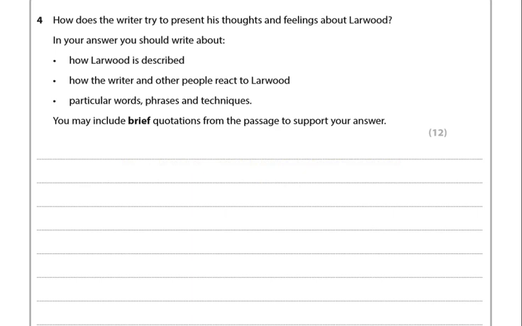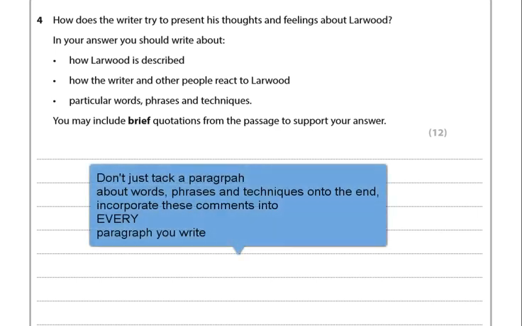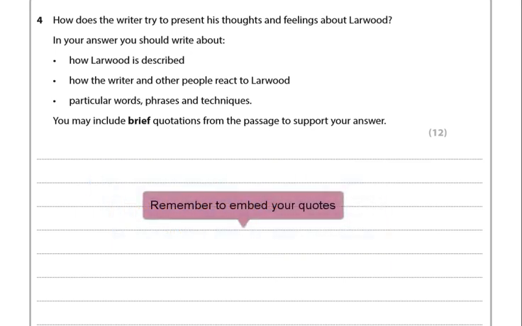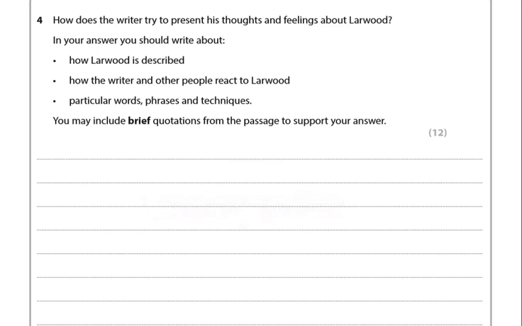You have to write about them. You can use them to help you to structure your response, your essay response. So you can write a couple of paragraphs on how Larwood is described, a couple on how the writer reacts to Larwood, a couple on how other people react to him, and within those you should be referring to words, phrases, techniques, pulling the language features apart at word, sentence and text level as you've been taught throughout this course. You are reminded to include brief quotations to support your answer.